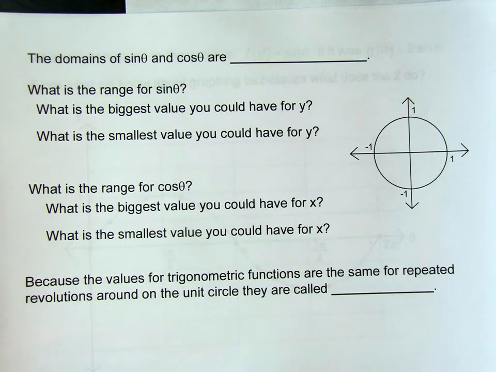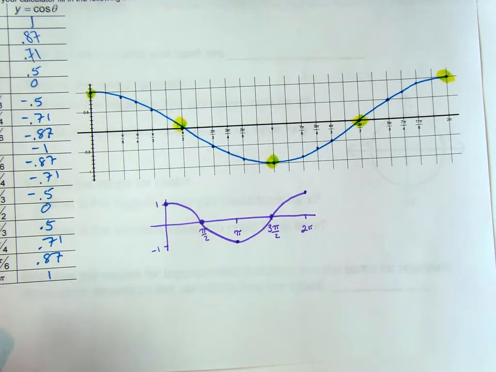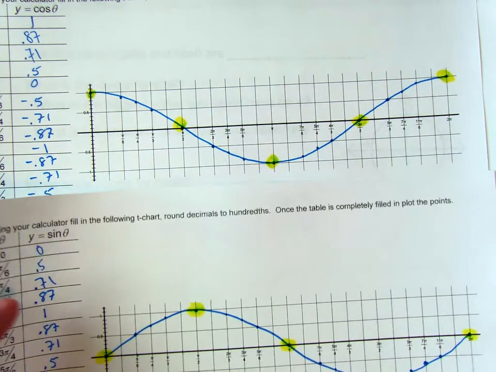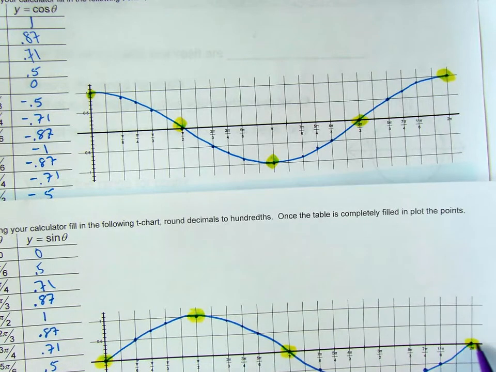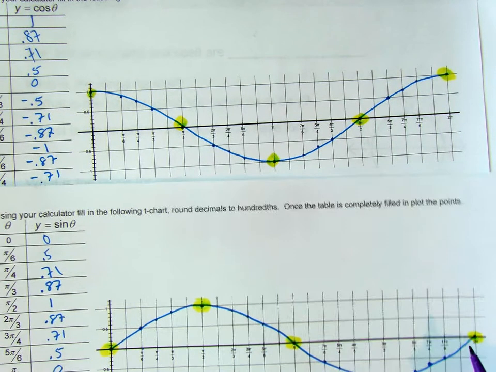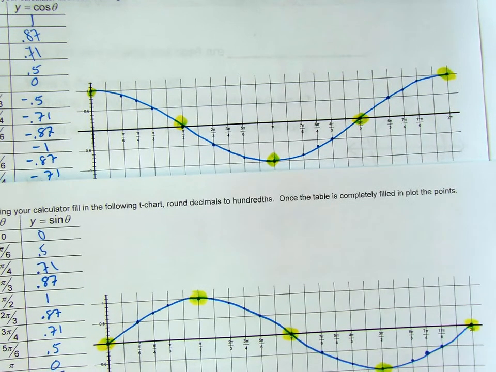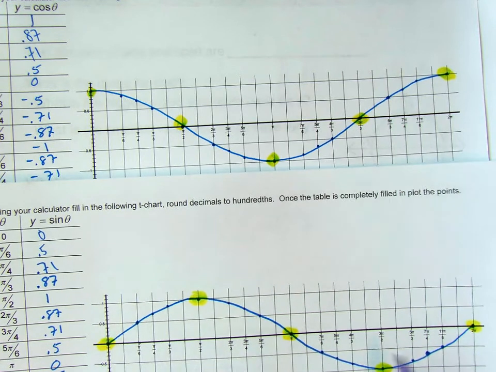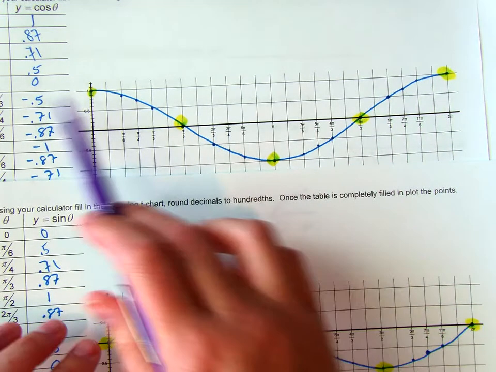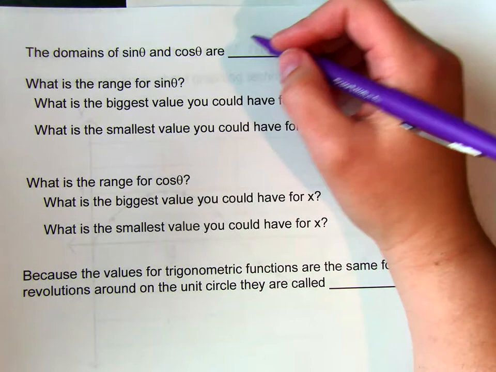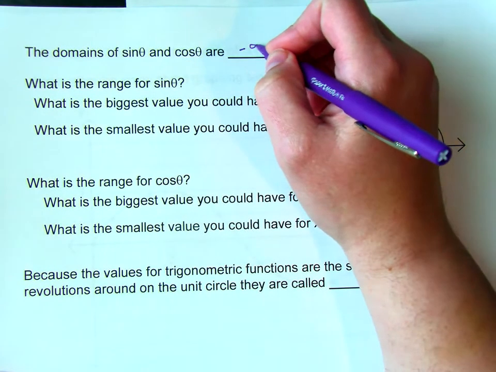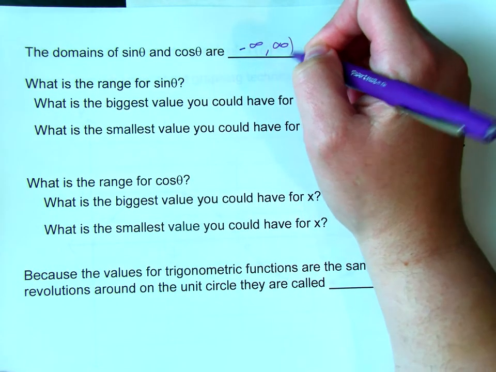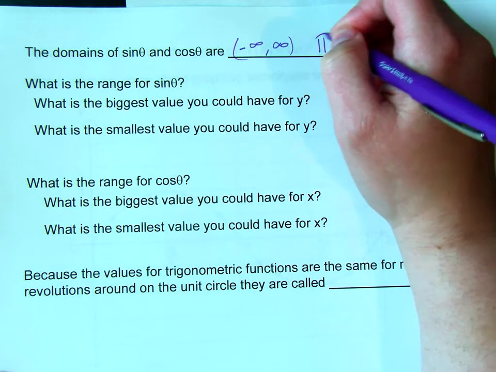Okay, all right, so now, what are our domains of sine and cosine? We want to think about what we are allowed to plug in on these two graphs. Can I keep going forever in the x-axis way? Can I go both directions forever on both of these graphs? Yes. So our domain is negative infinity to positive infinity, or in other words, all real numbers.